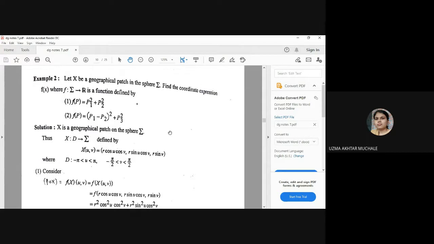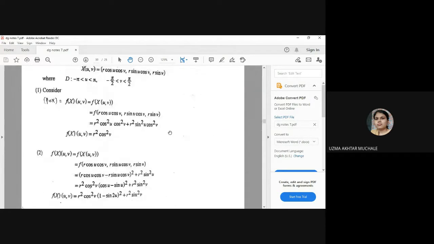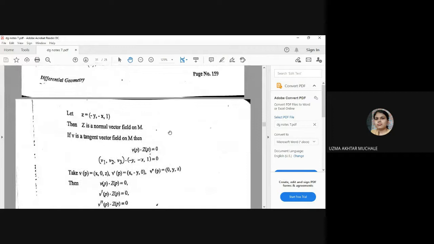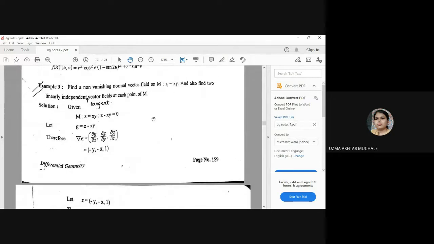So let us go for the next examples. These are the examples you can solve. Let us go for the next one. Find a non-vanishing normal vector field on z is equal to xy. What is z is equal to xy? That we will see later on. Also find two linearly independent tangent vector fields at each point of the surface M. Right? What is the question?